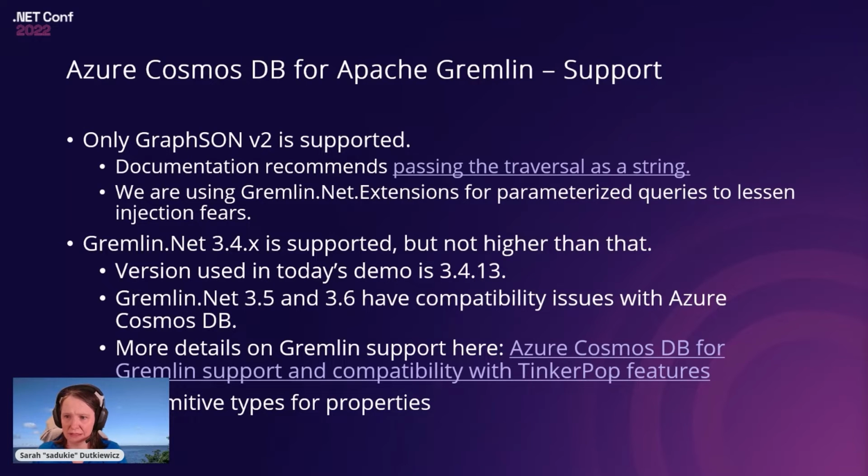There is a link. These slides, rest assured, are going to be made available in a GitHub repo. That link is coming up real shortly, as in the next slide. All of these links are in the slides, and I will be sharing them afterwards as well. The other thing to note is that it's only primitive types for properties. You don't want to use complex objects for properties when working with Azure Cosmos DB for Apache Gremlin.